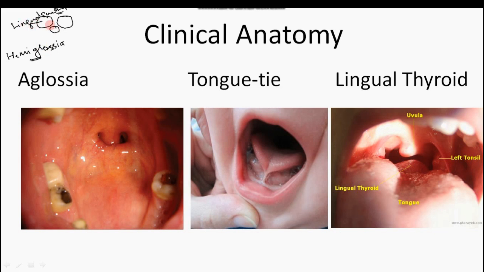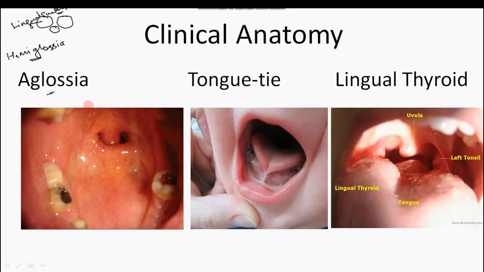This lingual swelling, they fail to develop. As a result of this, the absence of the tongue happens. So this is a congenital anomaly, and one congenital anomaly is the aglossia. In the aglossia, you can see in this image there is no tongue.